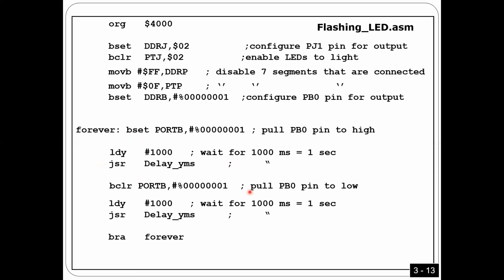Then I'm going to turn it off. If you look at this instruction, guys, it is similar to this instruction, but this one is bit set, and here it is bit clear, in order to write 0 on PB0.